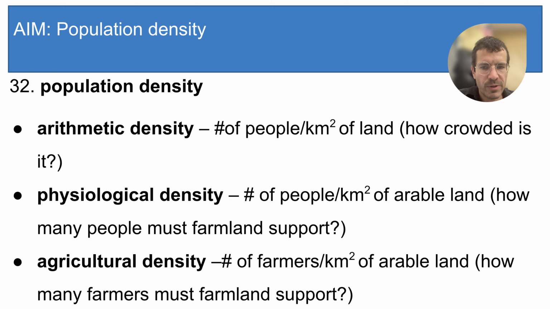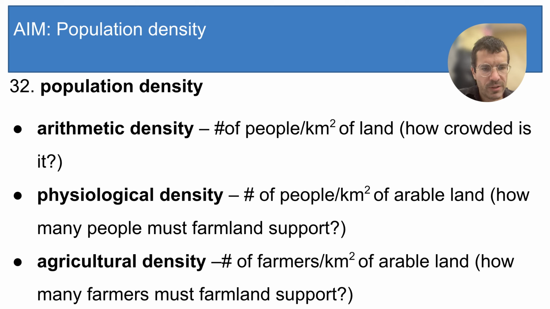All right, the last measurement for today is called agricultural density, and this is the number of farmers per square kilometer of arable land. So not the total number of people, but just the number of farmers per square kilometer of arable land. And this figure is telling us how many farmers the arable land has to support. And this is important because it's inversely correlated with levels of development, which means that in general, less developed countries, which have low HDI, have high agricultural density because many people in those countries are working as farmers.